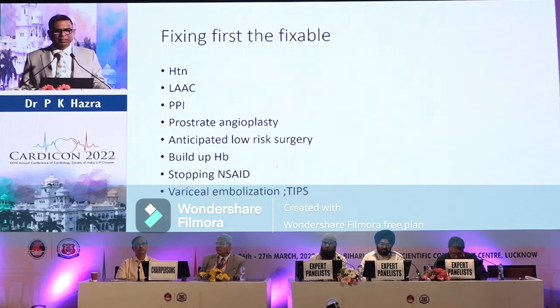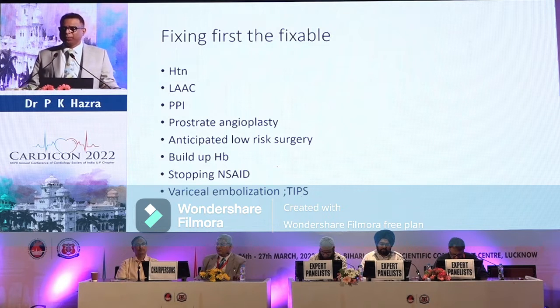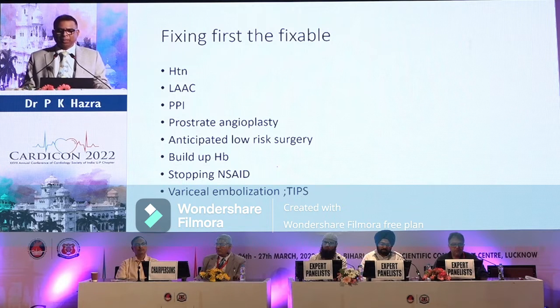So how do you fix the fixable first? If you have hypertension, control your hypertension. If you have atrial fibrillation and are a candidate for LA closure, do the LA closure, which obviates the need for warfarin and for a NOAC. If you have an ulcer, you treat the ulcer; you treat the prostate by prostate angioplasty to stop the bleeding from your prostate, or you do a laser of the gut or bladder, complete the anticipated low-risk surgery, then proceed for the angioplasty. Build up hemoglobin, stop NSAIDs, do varicose embolization, TIPS, and other things you can fix.